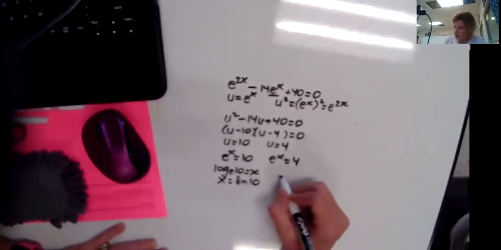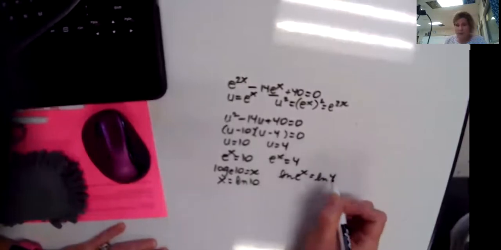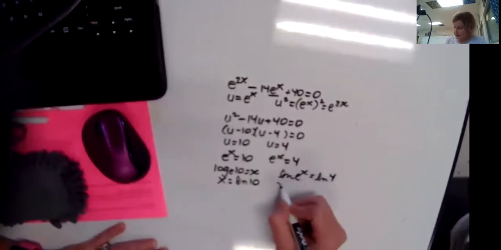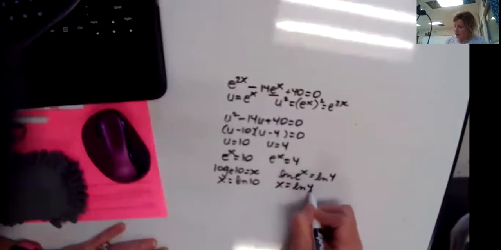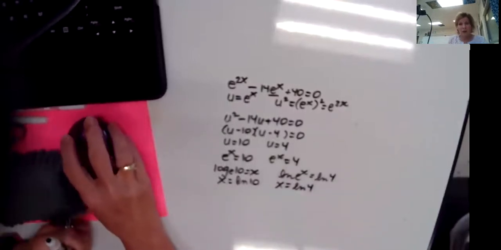Now, if you don't want to rewrite in logarithmic form, remember you could take logs of both sides. The opposite of e to the is ln of. So ln of the left equals ln of the right. Ln of e to the x isolates x, and that's equal to ln 4. Okay? So that's one of your 3 equations.